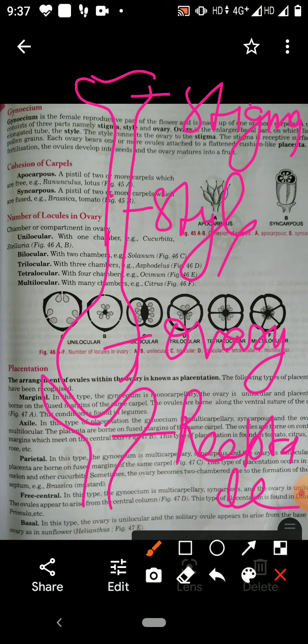So stigma, style, and ovary. Stigma is the receptive surface for pollen grain. It receives the pollen grain. Style is the tubular structure which connects the stigma to the ovary, and inside the ovary ovules are present.